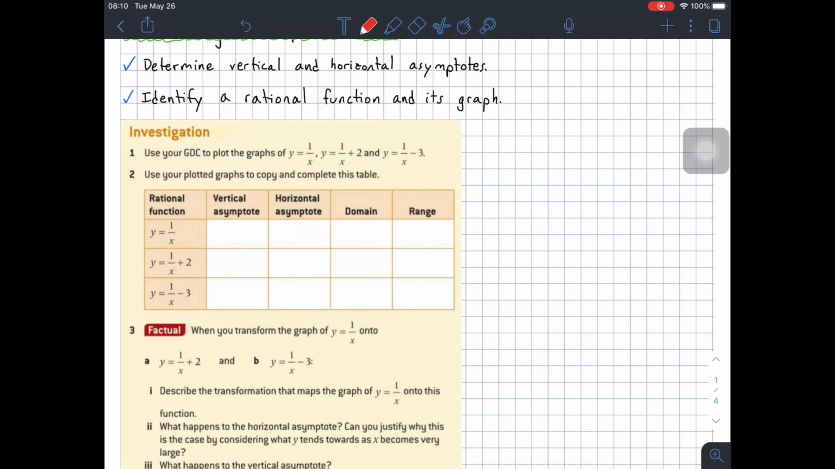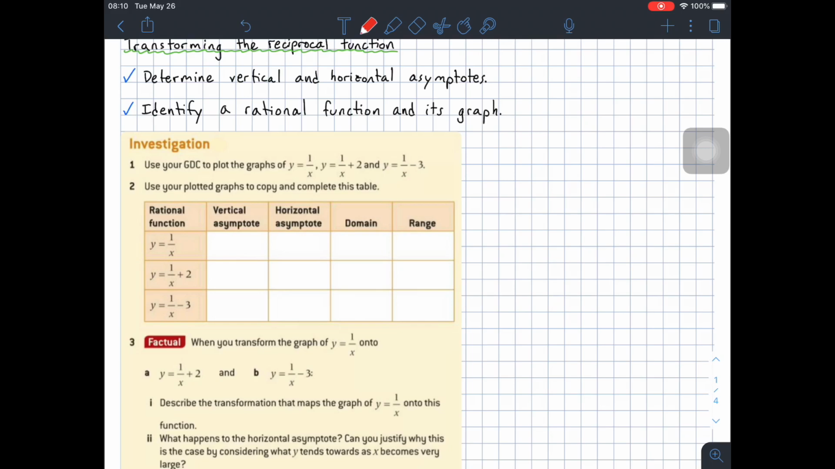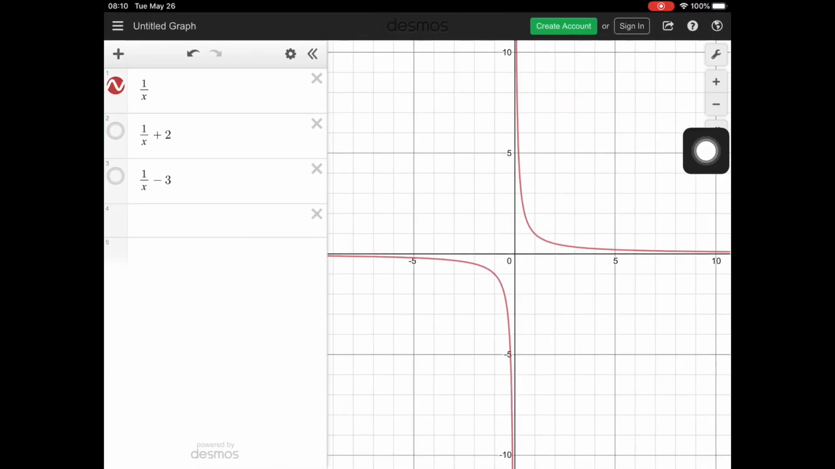Let's see. Use the plotted graph to copy and complete this table. So for each of these functions that we just plotted, we're going to identify the vertical asymptote, horizontal asymptote, domain, and range. Okay, so if you look at the graph for the first function, 1 over x, we're going to see that the vertical asymptote is the line x equals 0, right? The y-axis. And the horizontal asymptote is the x-axis, which is y equals 0, right? So that's the original parent function.